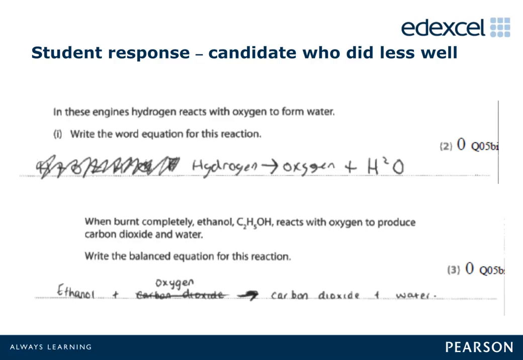The lower balanced equation question is from question 5B2 of the higher tier paper. The candidate has chosen to answer this question by giving a word equation. No marks are awarded for giving a word equation where a balanced equation is required.